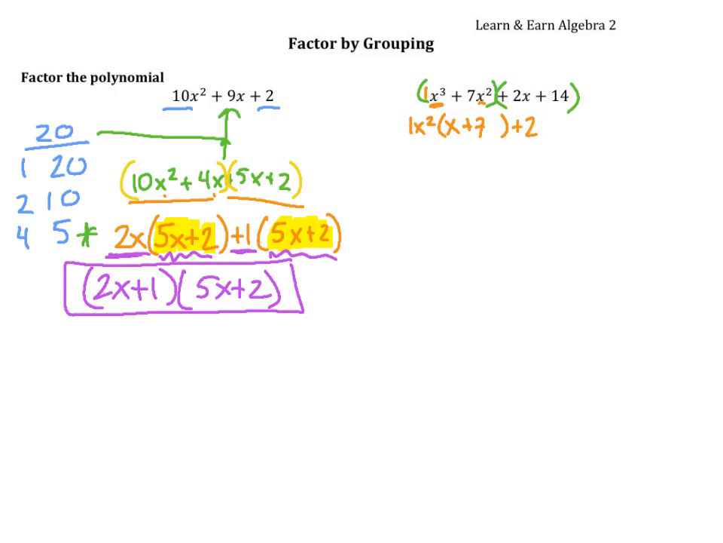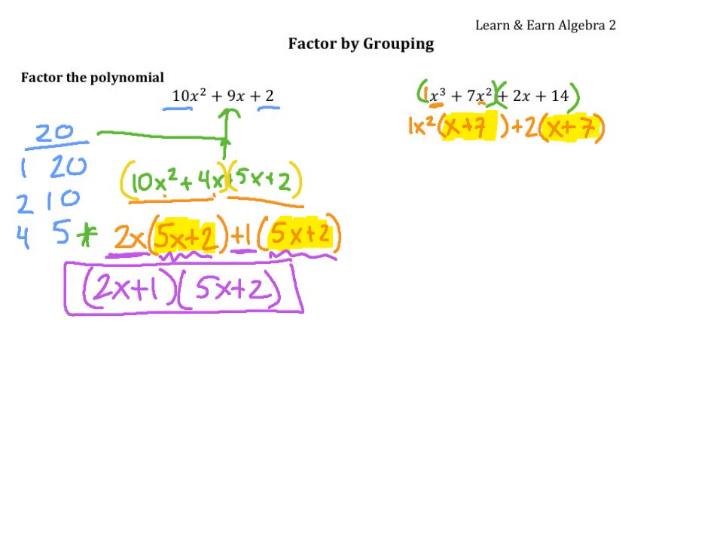The 2 has an x, the 14 does not, so I can't pull out any x's because they don't match. Now I figure out what's left over. I didn't pull out the x, so that stays there. I bring down the plus sign, and 2 times 7 is going to be 14. Now notice that the stuff inside the parentheses is the same.